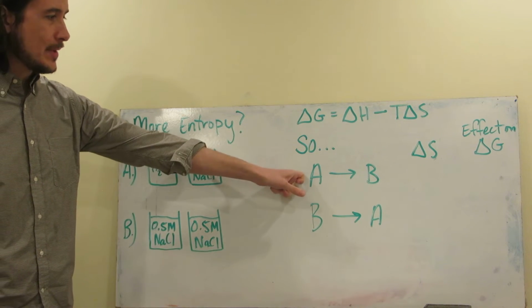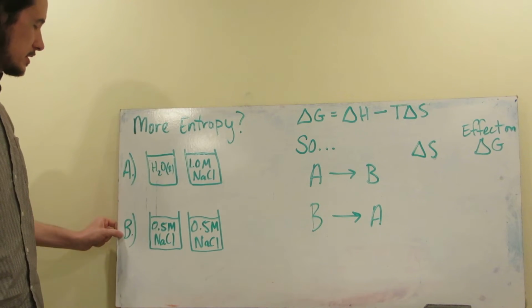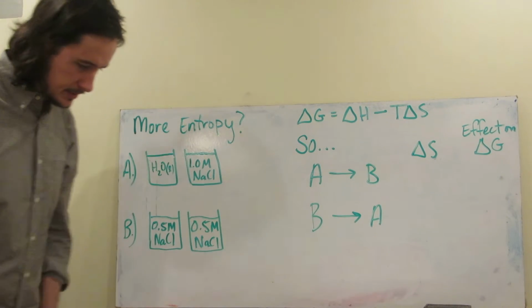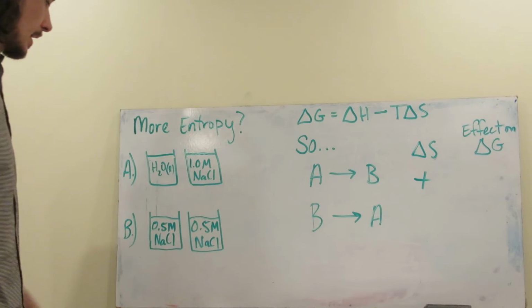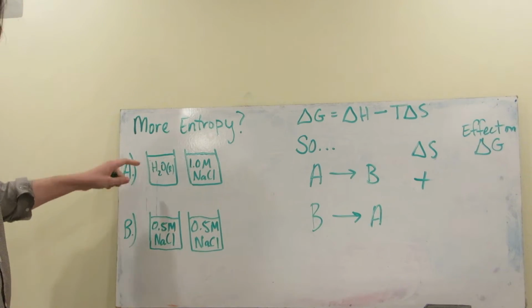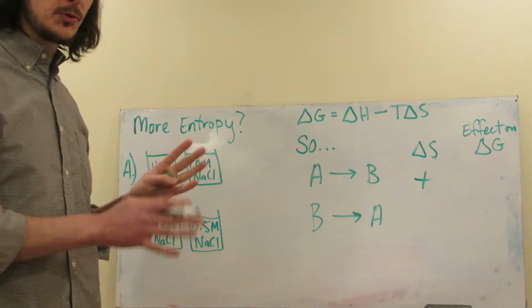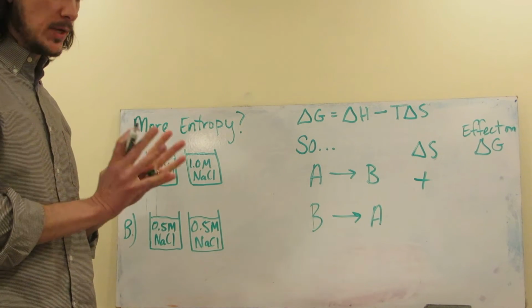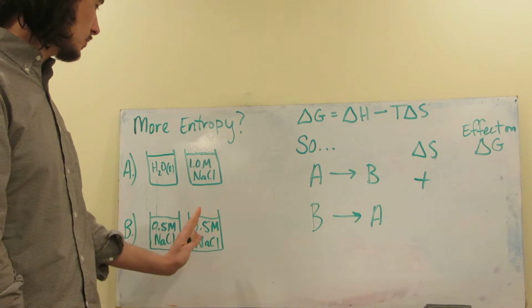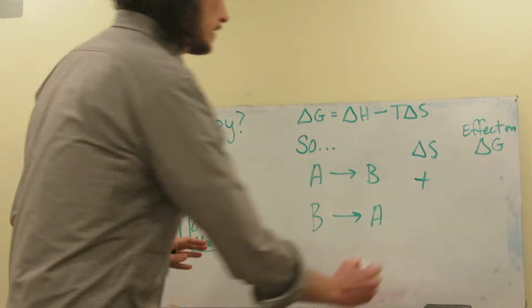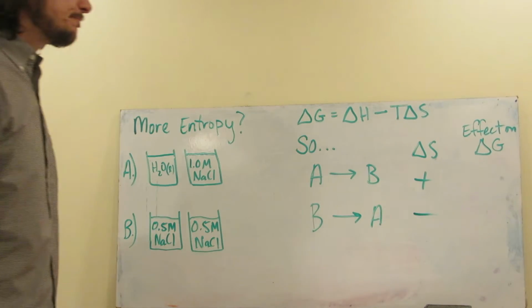So going from A to B, going from this situation to this situation, what is delta S? We would say delta S is positive. And if we go from B to A, maybe if we're doing some sort of reverse osmosis, we've got to do work, and we push all the ions back into one of these, we would say that delta S would be negative.